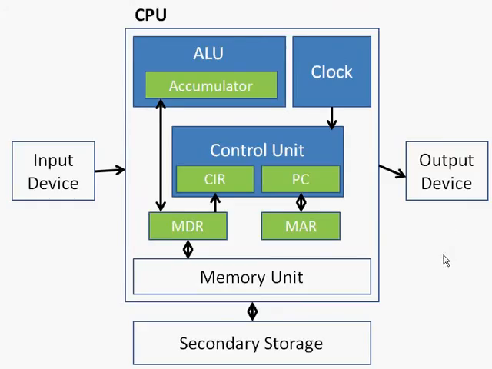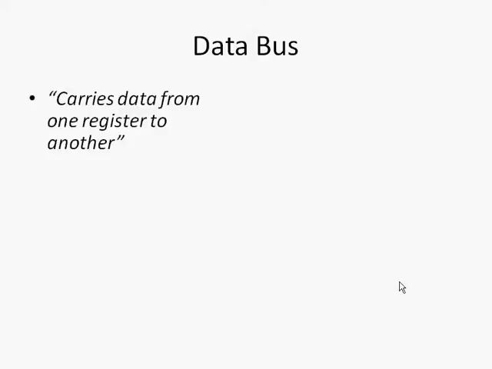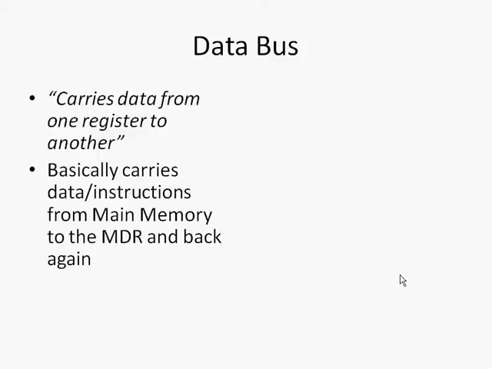If we think about our CPU diagram, we can try and fit the buses into here. So the first bus we're going to look at is the data bus. And these arrows here might signify the data bus between the memory data register and the memory unit. So the data bus carries data from one register to another. It basically carries data or instructions from main memory to the MDR and back again. And because it travels both ways, that means it's therefore bi-directional.